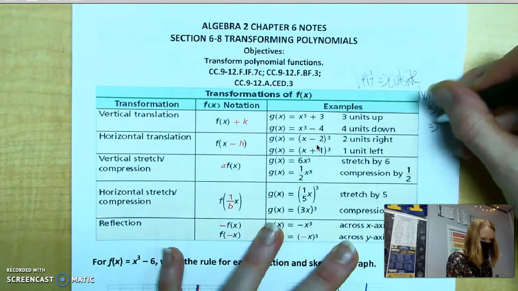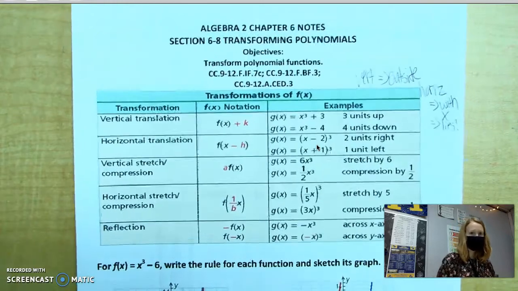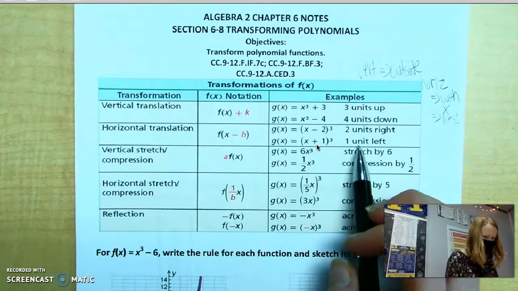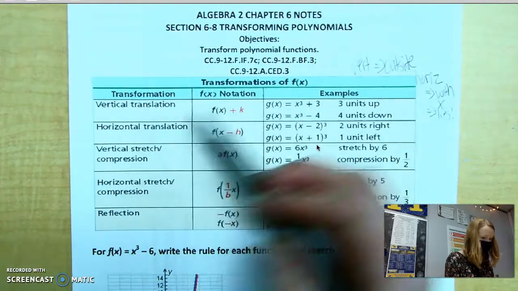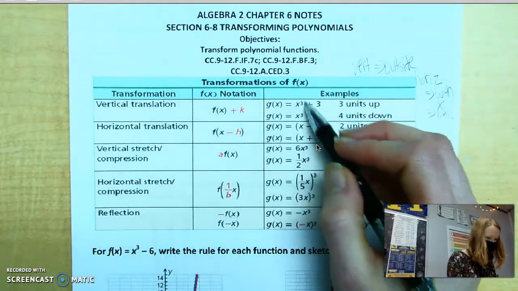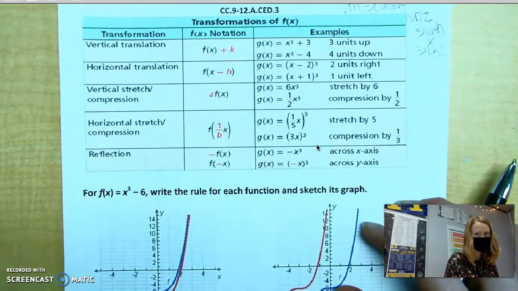And then horizontal also lies somehow, right? So if you're taking a look at a horizontal translation, if you're going to the right, it's actually subtraction. If you're going to the left, it's actually addition. When it comes to a vertical translation, you're just putting that transformation on the outside of my original function, so x cubed, and on the outside at the end, you're putting that transformation.